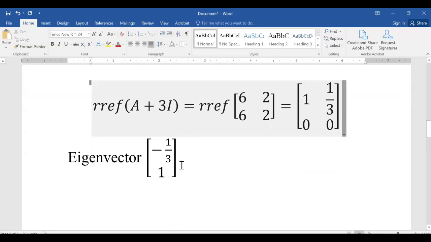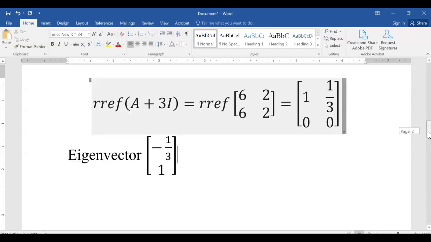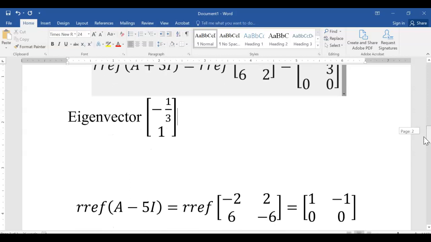So you get an eigenvector of -1/3, 1. Okay? So that's your first eigenvector corresponding to lambda equals -3.